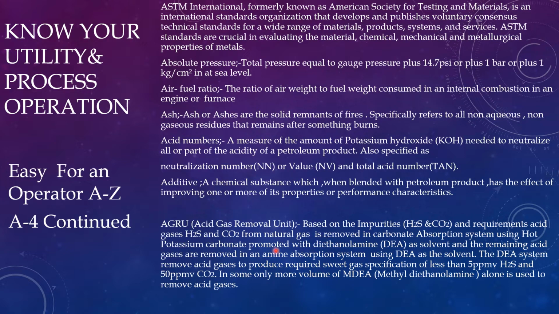First it will be removed using potassium carbonate, with a slight amount of DEA also there. Then it will be followed by another column using only DEA as solvent to remove the H2S and CO2. The DEA system removes acid gases to produce the required sweet gas specification, which will be less than 5 ppm volume H2S and 50 ppm volume CO2.